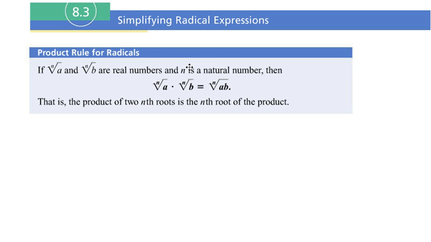The only prerequisite that must be true is that both of the indices are the same. That always needs to be true if we are going to multiply two radicals together. As long as our root is the same, then we're going to be fine. So let's go ahead and do some examples here, and it's pretty simple. You just multiply them together, and then you're done.